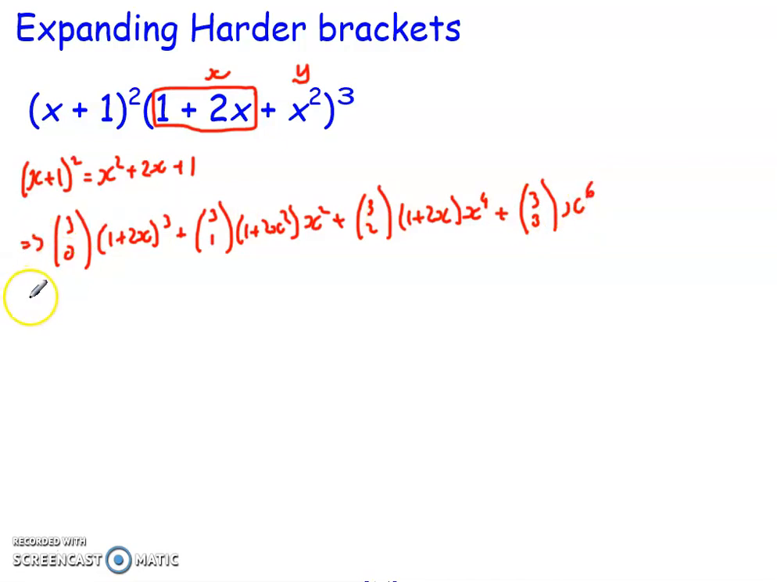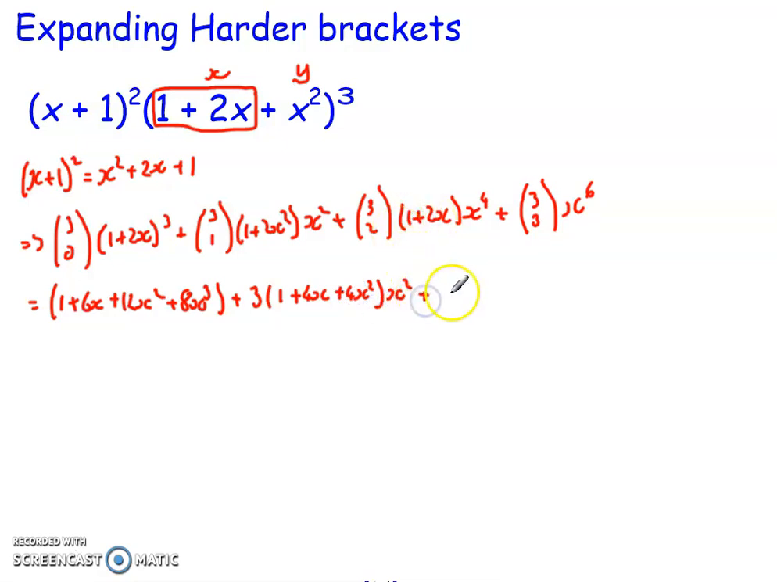What that then means is if I then go along term by term, the first term becomes 1 plus 6x plus 12x squared plus 8x cubed. I then add on my second term, which is given by 3 times 1 plus 4x plus 4x squared, all times the x squared. I've then got my third term, which is given by 3x to the power of 4 times 1 plus 2x. And I've then got my final term, which is just plus the x to the 6.